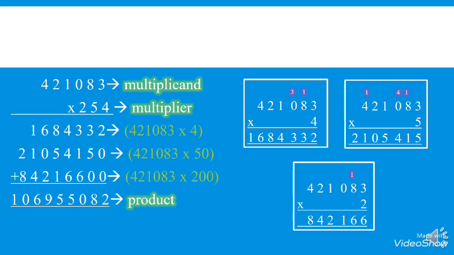We will start multiplication with 4 of the multiplier, which is at the unit place. 4 3s are 12. We will write 2. 1 will be carry. 4 8s are 32, plus 1, 33. You will write 3. 3 will be carry. 4 zeros are 0, plus 3 will be 3. 4 1s are 4. 4 2s are 8. 4 4s are 16.